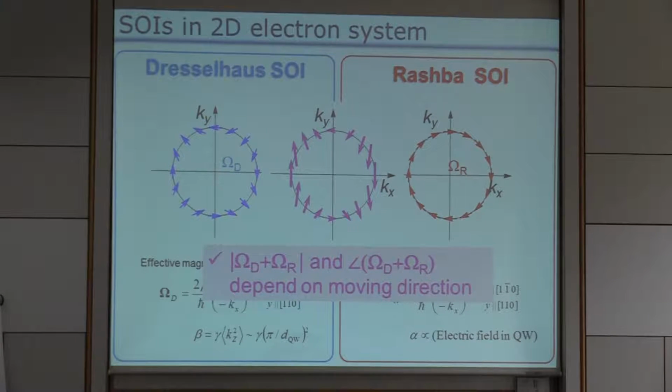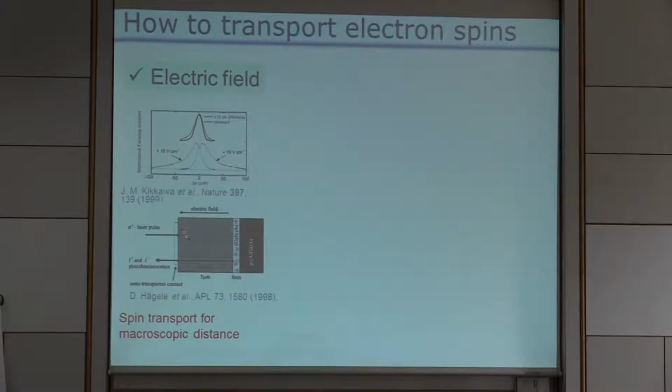The amplitude and the angle of the effective magnetic field depend on moving direction. In other words, if we can measure this dependence on the moving direction, we can access the origin of spin-orbit interaction. So it is important to measure the moving direction dependence of spin transport. So how to transport the electron spin?